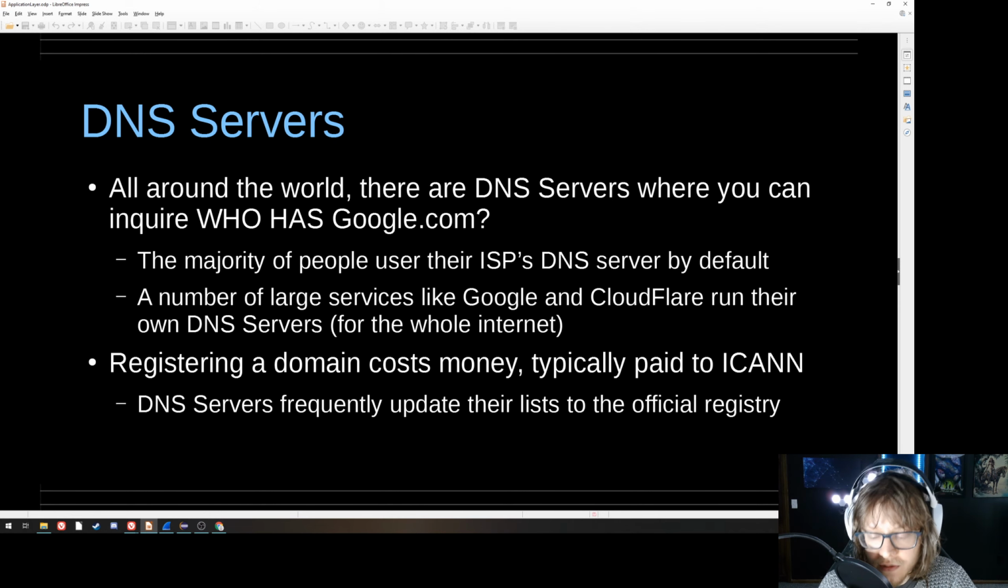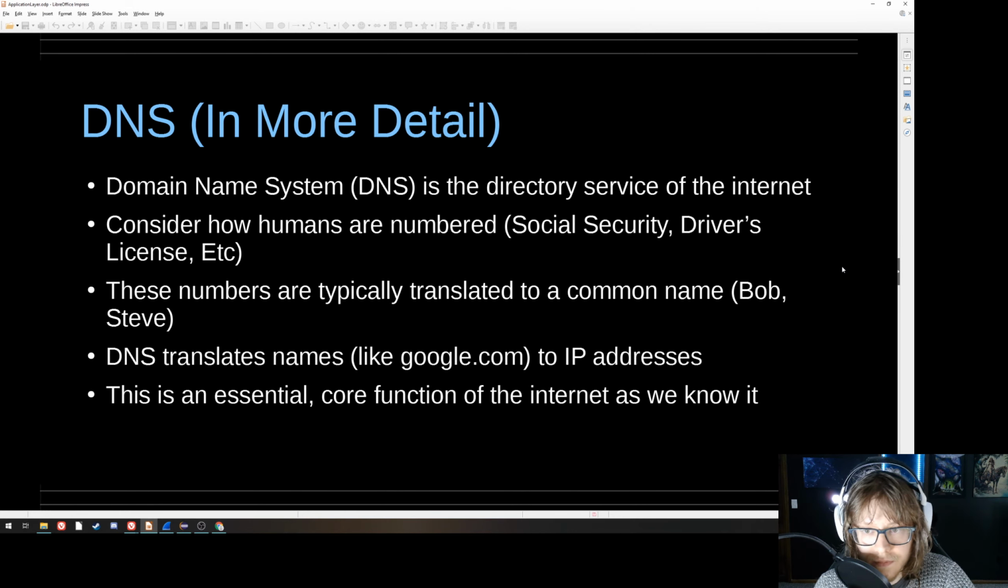So it administers the giving out of the English names relative to IP addresses for the whole world. DNS servers are frequently going to update their list with the official registry of who owns what. So there's basically a coordinated list of who owns which domain that the entire world has to coordinate somehow. Let's look at how they do that a bit. So it's basically the directory service of the internet. It's kind of like the phone book of the internet. You look for a name and it'll tell you where it's located in terms of IP address.